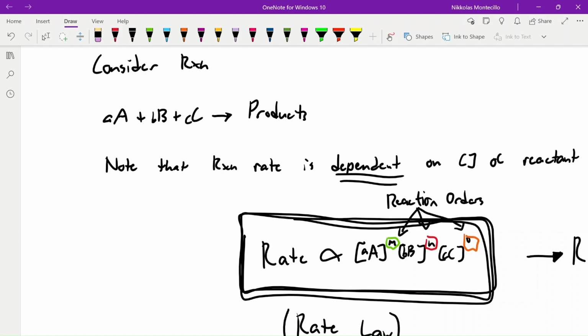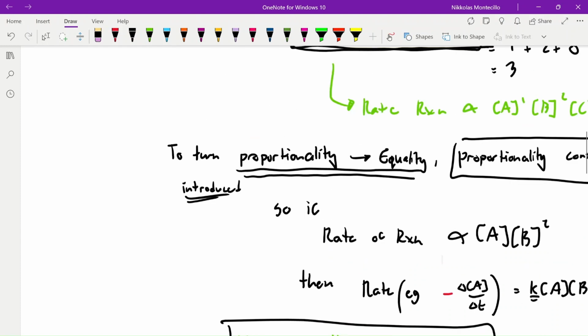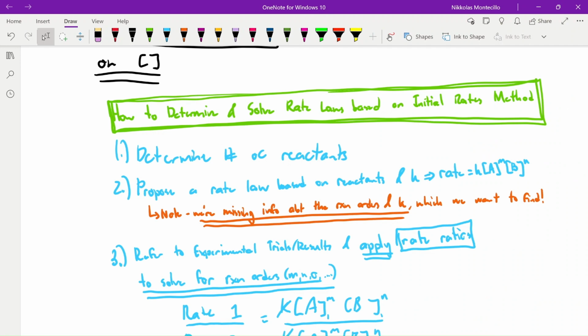With this in mind, let's go through a step-by-step guide on how to determine and solve rate laws. For the first step, we want to determine the number of reactants and what reactants are being used in this chemical reaction, and then we want to propose a rate law based on the reactants and K. This is just the generic rate law equation that we would use, where rate equals K times the concentration of A to the power of M times the concentration of B to the power of N.